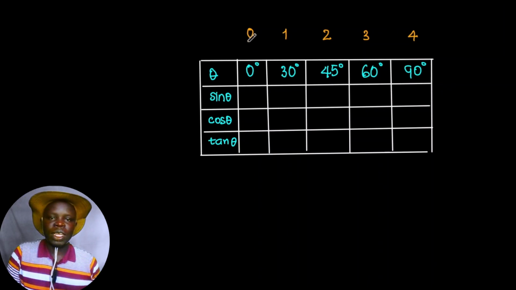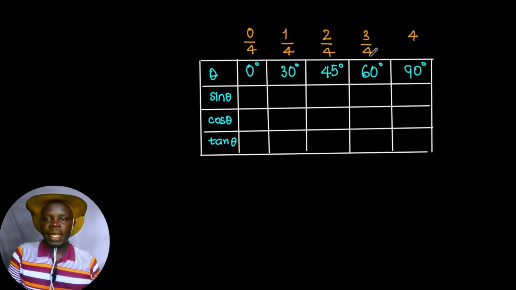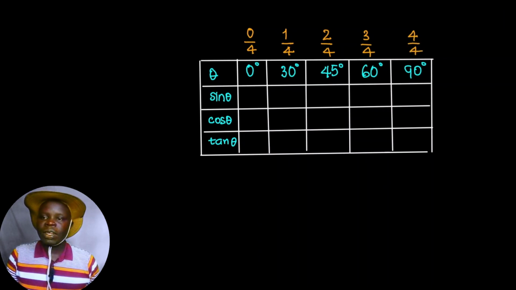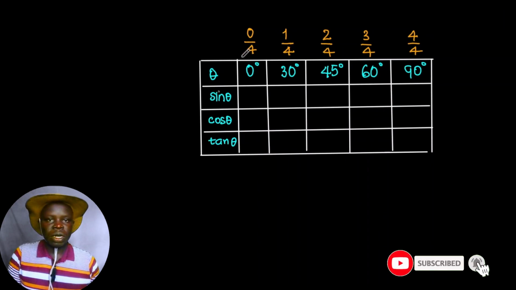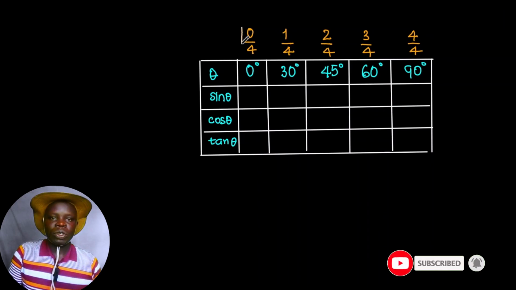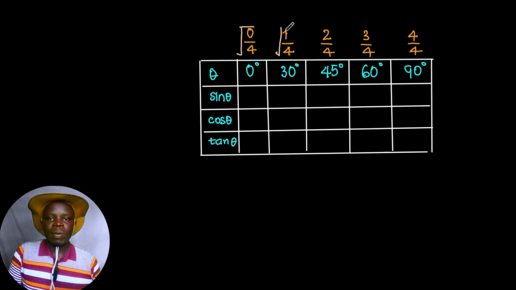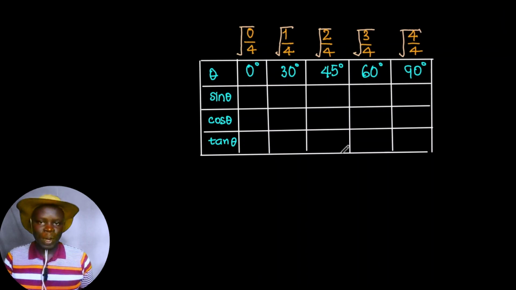That is the next step. So we have here 0 by 4, 1 by 4, 2 by 4, 3 by 4, and the end, 4 by 4. And the next thing, we need to take the square root of all these numbers. So we take the square root of the whole of this, then move on to the next one, and finally the square root of 2 over 4.